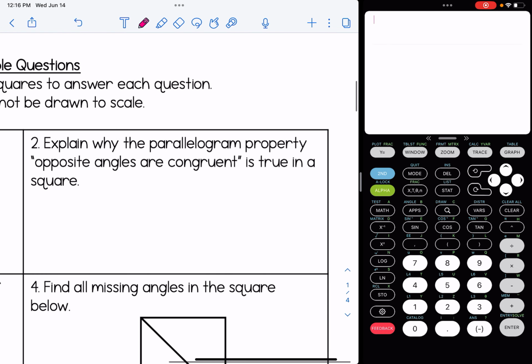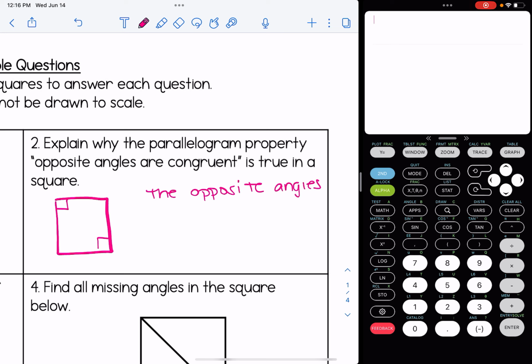Number 2, explain why the parallelogram property, opposite angles are congruent, is true in a square. Well, let's take a look at a square and a pair of opposite angles. We can see here that they're both 90. So the reason that this is true is, in a square, all of the angles are 90 degrees, so the opposite angles are both 90 degrees, so they are congruent. So this is an example of how it inherits that parallelogram property. We can see their opposite angles, 90 and 90, are congruent.